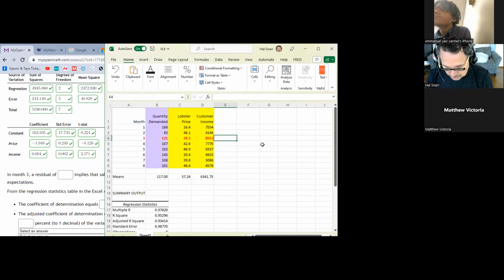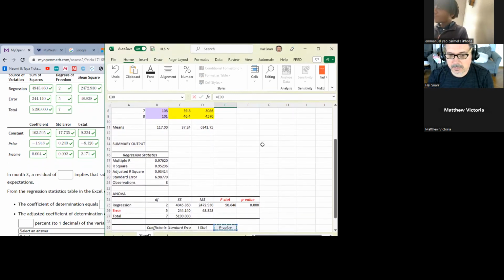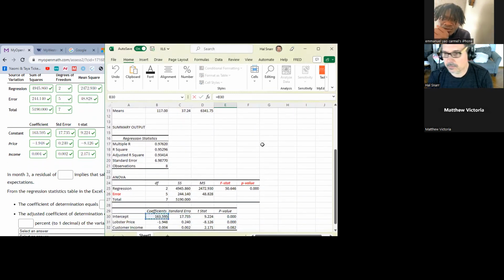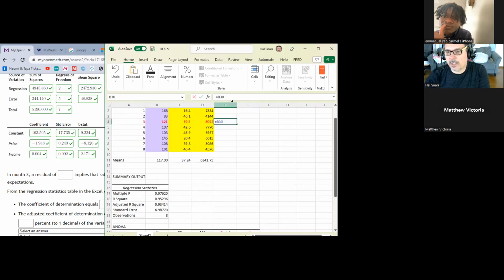The way you calculate the residual is, are you in E4 right now? So we're going to type equal, and then we're going to go down to the intercept. I did equal B30 because my intercept's in B30. So we got the intercept, right? And then we go back up here and do plus. So I got equal B30 plus.